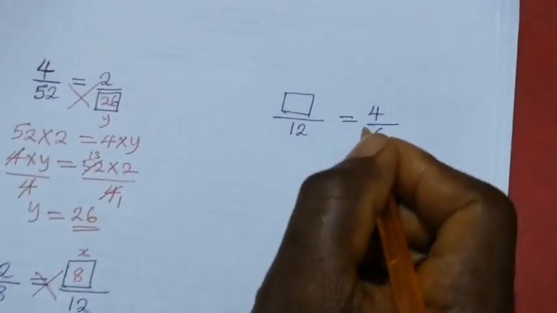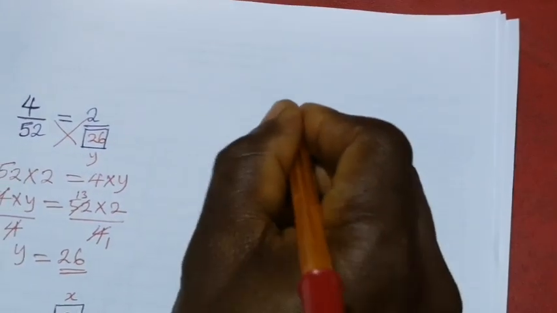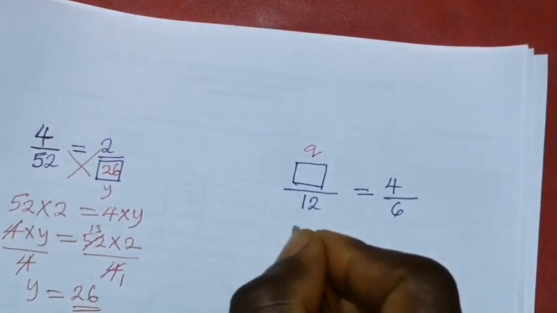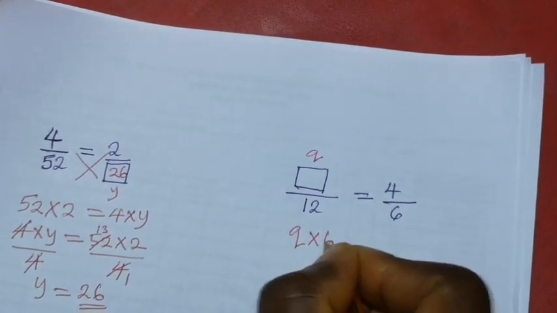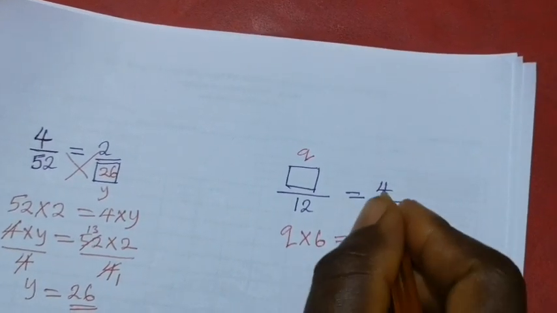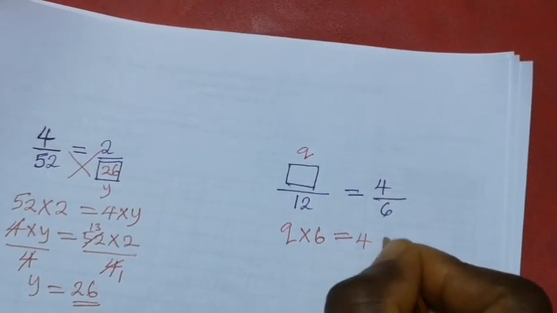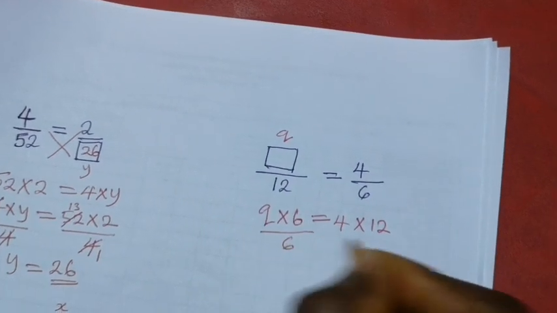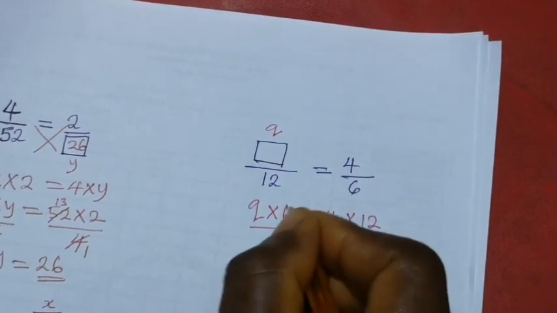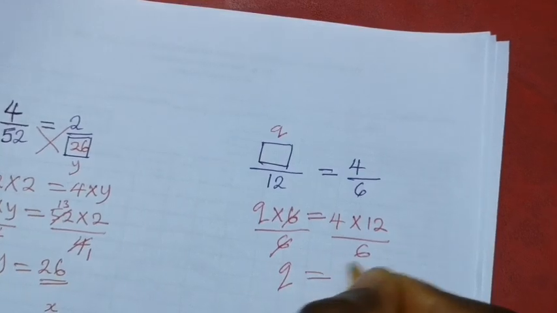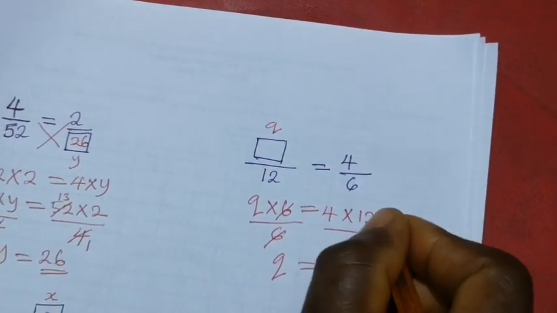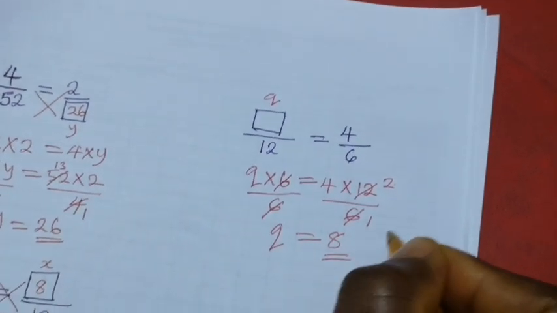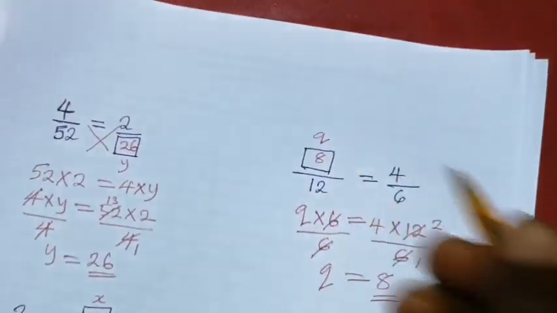Let's come over this side. Let me call here q, so that q times 6 is what I will have here, is equal to 4 times 12. Okay, let me divide both sides by 6. I have only q here. Then 6 here is 1, 6 here is 2. 2 times 4 is 8. So that here will be 8.